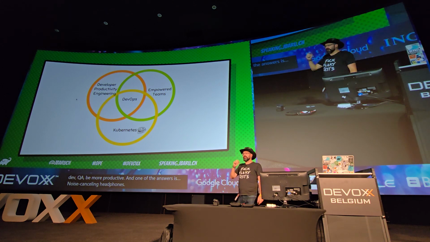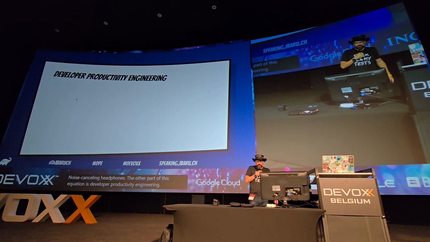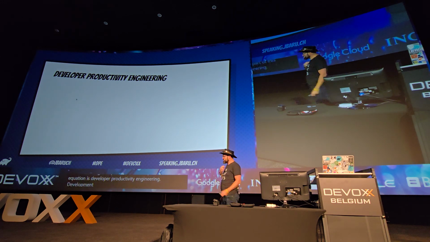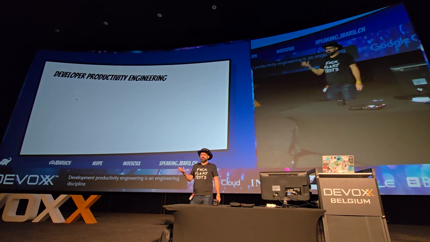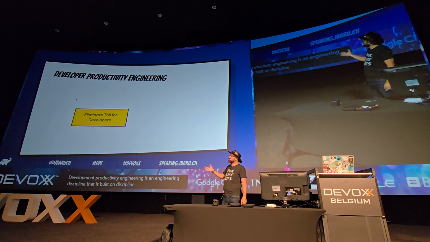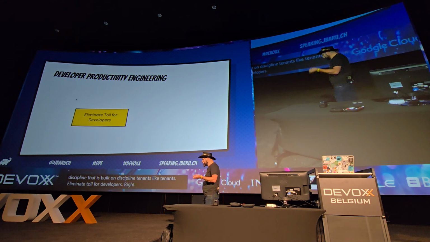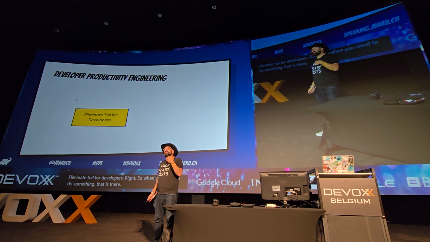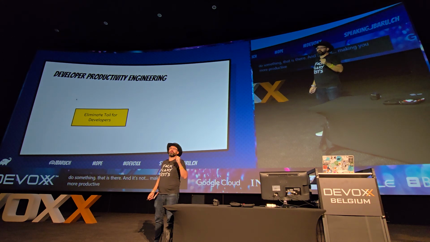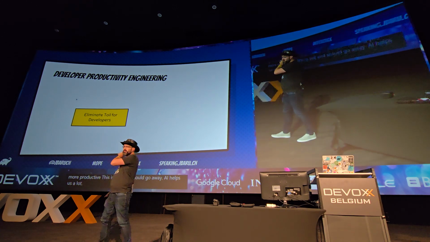The other part of this equation is developer productivity engineering. Developer productivity engineering is an engineering discipline that is built on tenets like eliminate toil for developers, right? So when you need to do something that is there and it's not making you more productive, this is toil and should go away. AI helps us a lot in exactly that, right?